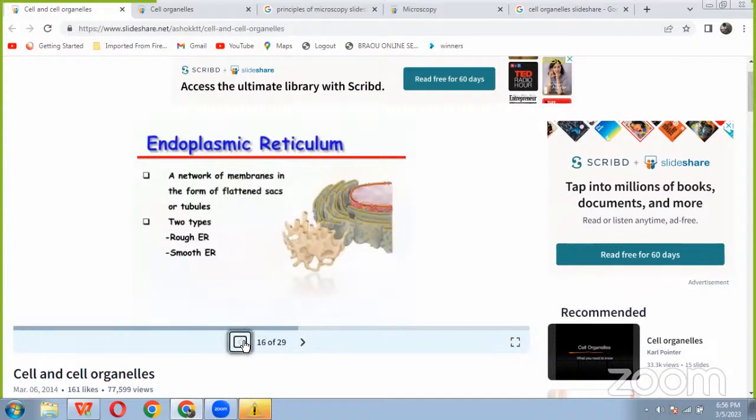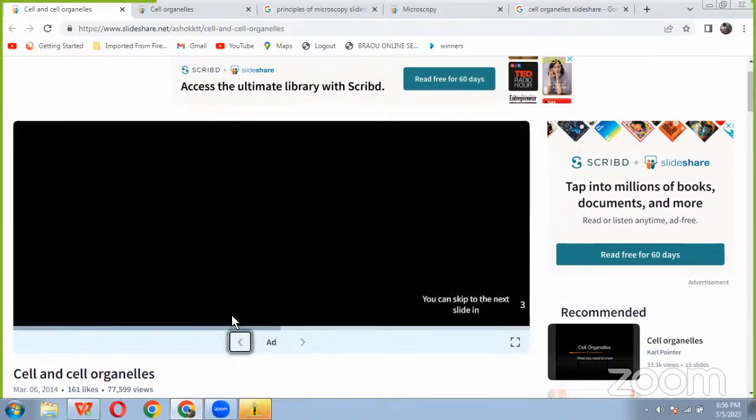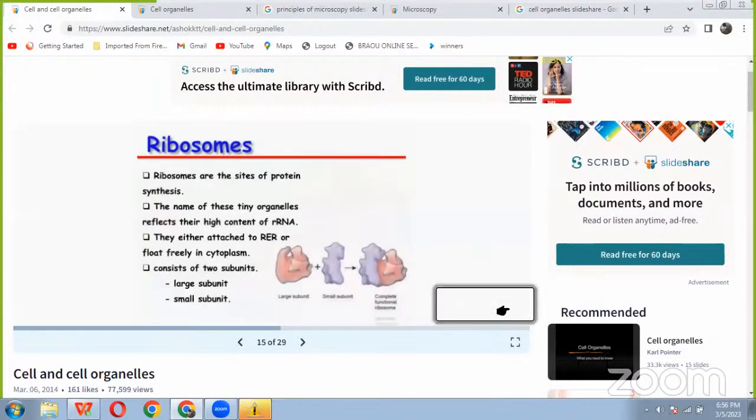Most prokaryotes contain the 70S ribosome. The 70S ribosome means 50 plus 30. Next one, the 80S ribosome, 60 plus 40. The 80S ribosomes are contained in eukaryotes, while most prokaryotes contain the 70S ribosome.